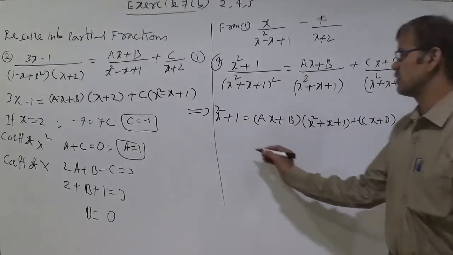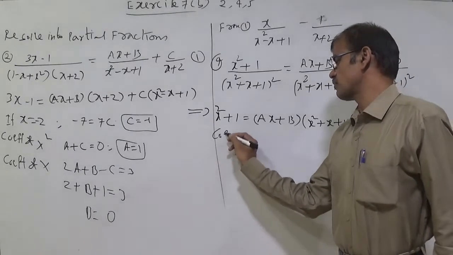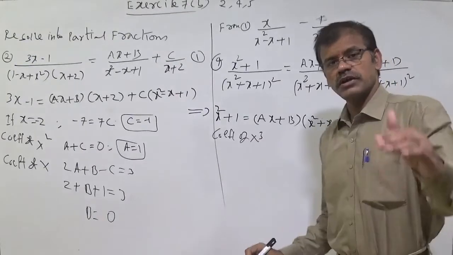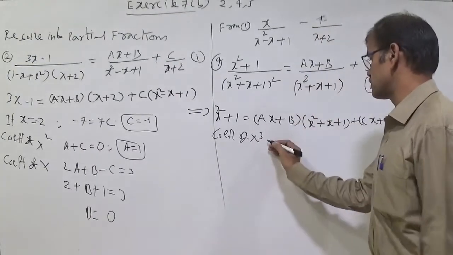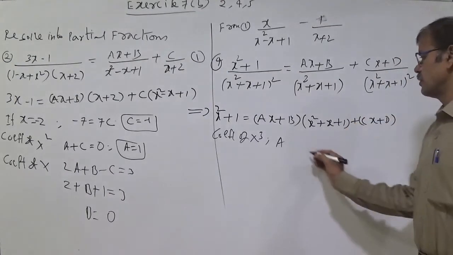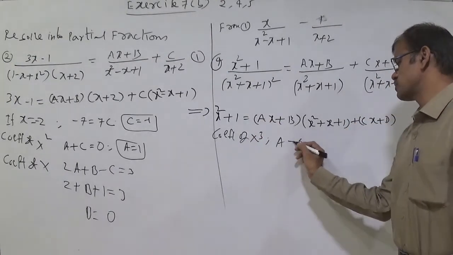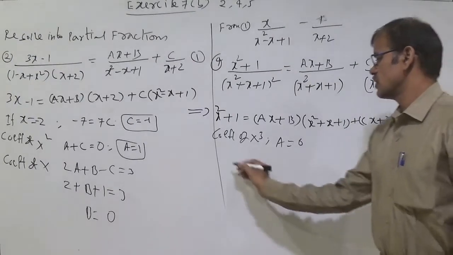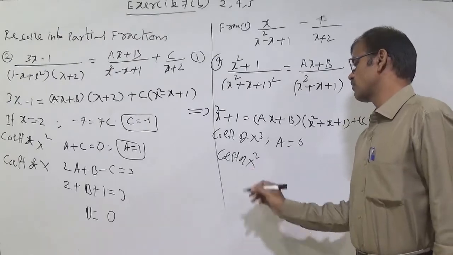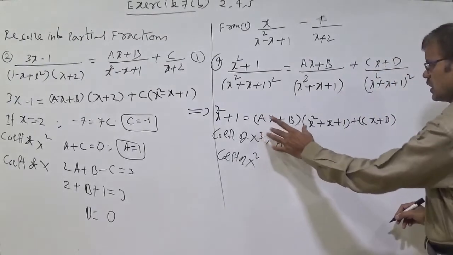Then you write comparing the coefficient of x cube. Comparing the coefficient of x cube here, simply a is equal to 0, as there is no x cube coefficient. Next, the coefficient of x square. So this is ax into x.